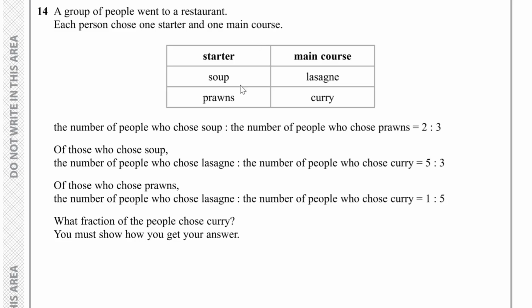Well, what you can see over here, if we consider the ratio, you can see here that 2/5 of people chose the soup and 3/5 of the people chose prawns.